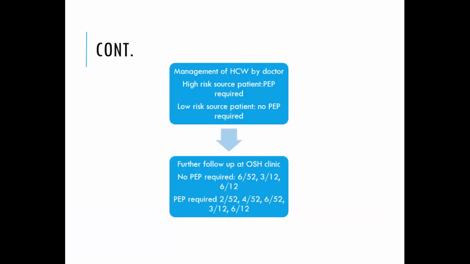The management of the healthcare worker by the doctor usually depends. Usually the OSH-MO will need to inform the ID physician regarding the case, and it also depends on the source, whether it is a high risk source or low risk source. If it's a high risk source, usually PEP, post exposure prophylaxis, is needed. However, with a low risk source, usually no PEP is required. The follow-up, if no PEP is required, is usually 6 weeks, 3 months, and 6 months. If PEP is required, usually 2 weeks, 4 weeks, 6 weeks, 3 months, and 6 months.